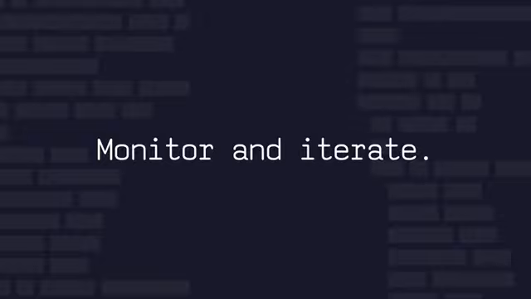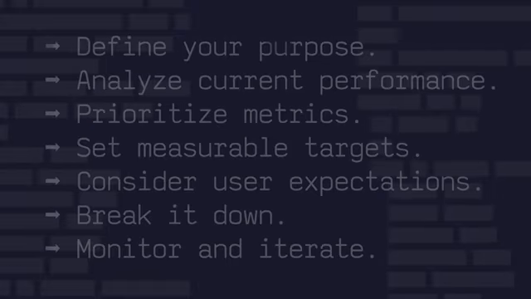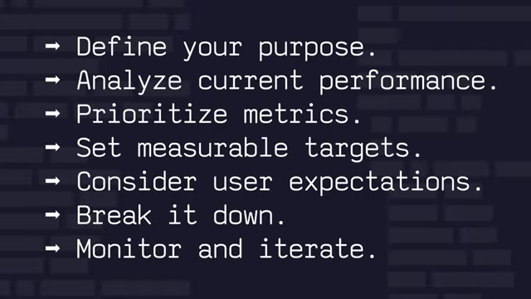Monitor and iterate. Regularly monitor your website's performance using performance monitoring tools or website analytics. Track progress toward your goals and identify areas that need further optimization. Continuously iterate your strategies to adapt to changing technologies and user expectations. By following these steps, you can establish well-defined goals for optimizing your website's speed and performance. Remember, the goals should be aligned with your website's purpose, be measurable, and adaptable to evolving needs.